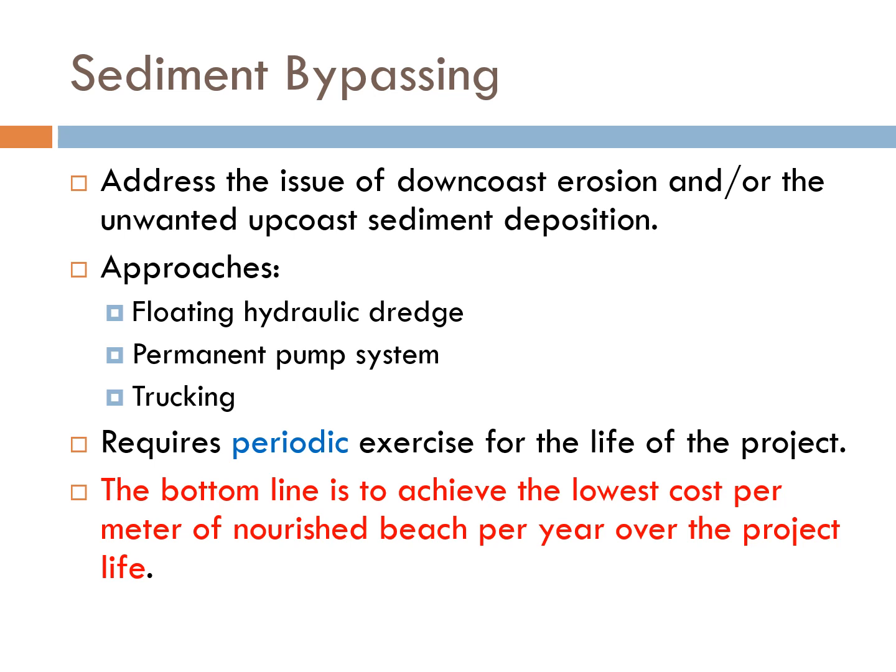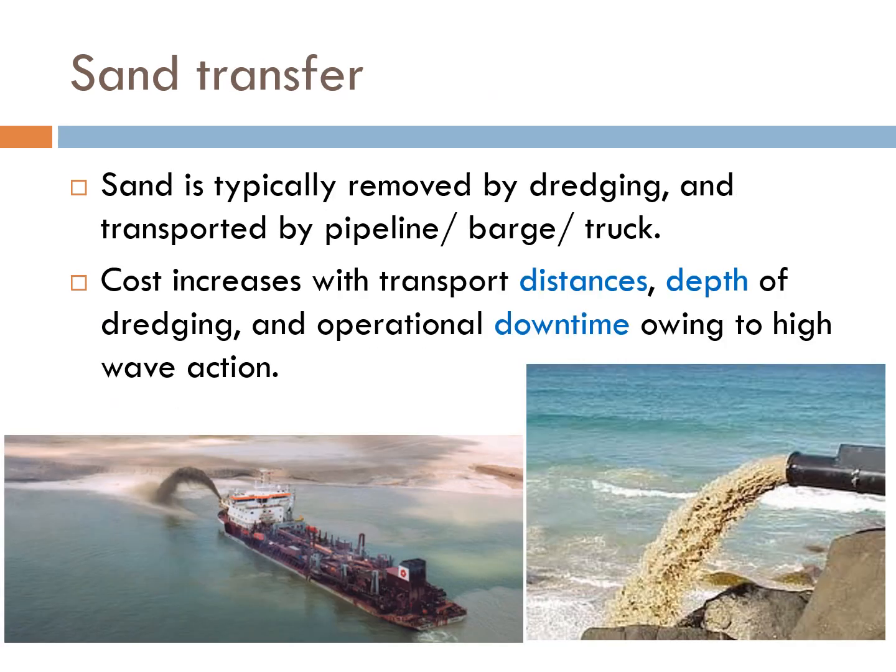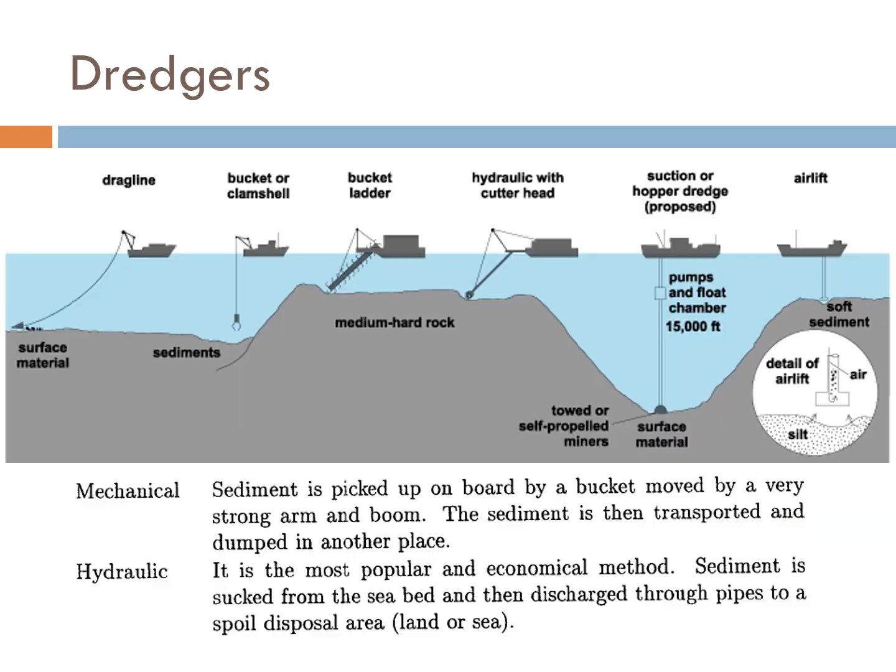The bottom line is to achieve the lowest cost per meter of nourished beach per year over the project lifetime. Sand which is removed by dredging is typically transported by pipeline, floating barge or trucks, and the cost typically increases with distance as well as the depth of the dredging, as well as operational downtime during high wave or storm events. This figure shows different types of dredgers which can be used, including mechanical type as well as hydraulic type.